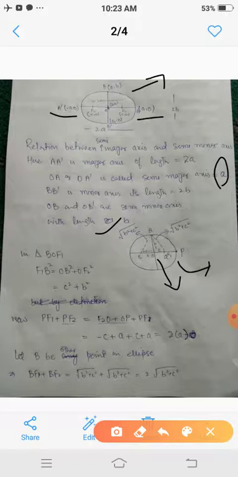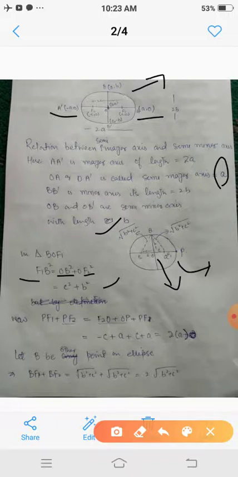Now clearly in the right angle triangle, by the Pythagoras theorem, hypotenuse square equals base square plus perpendicular square, which is C square plus B square. This means that F1B equals root of B square plus C square. Similarly, F2B equals root of B square plus C square, because the distances are the same with opposite signs.